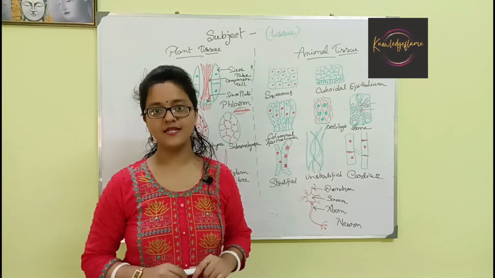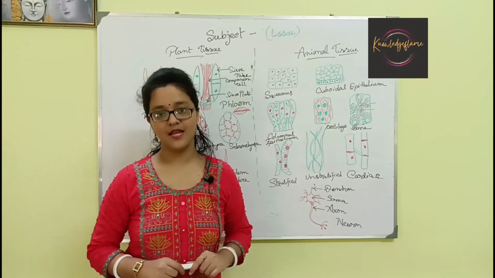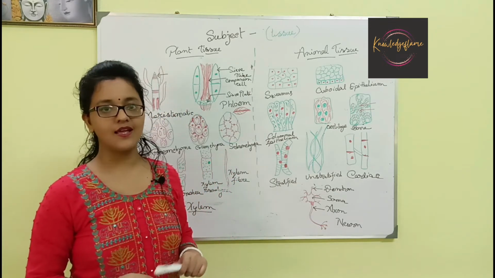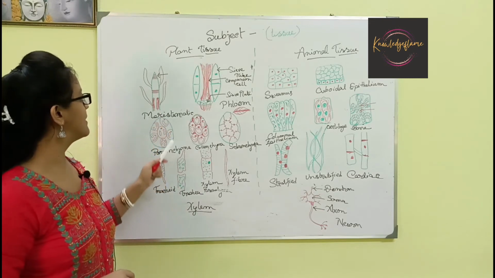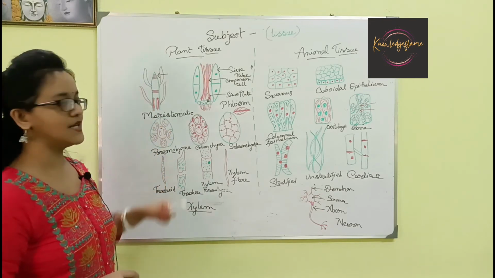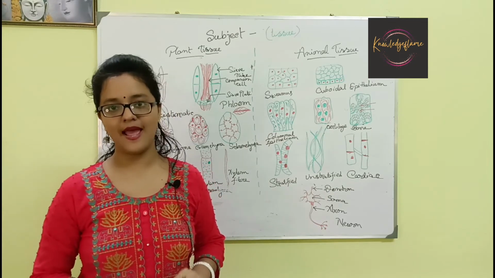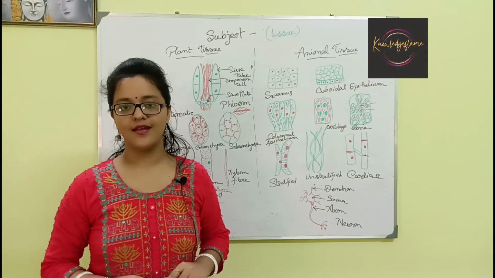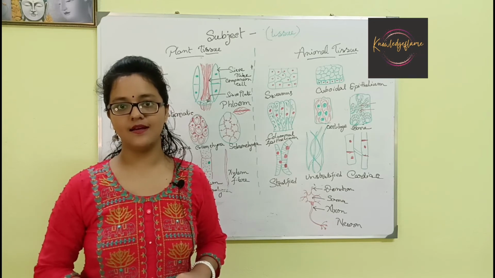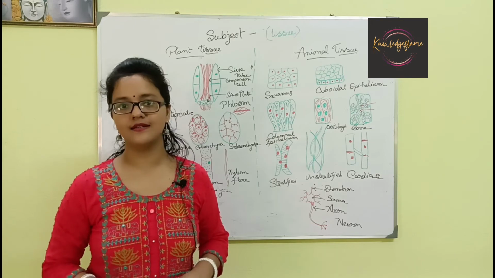The meristematic tissue is of 3 types. Here I will show the figure. This is meristematic tissue. The upper portion is at the tip of the root and stem of the plant. There is apical meristematic tissue. It helps in the elongation of the plant in length.